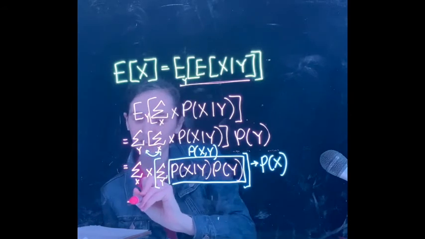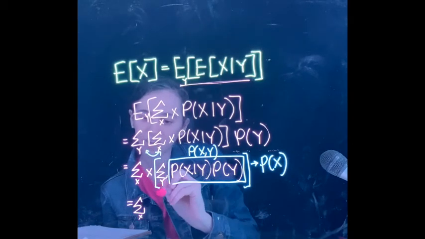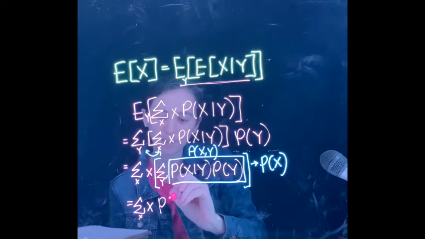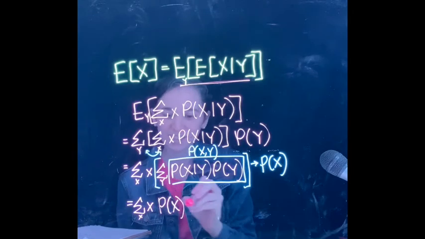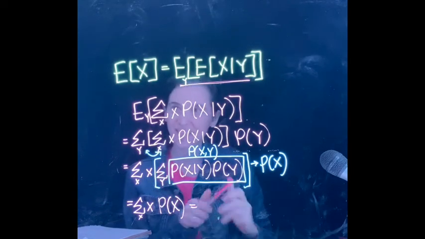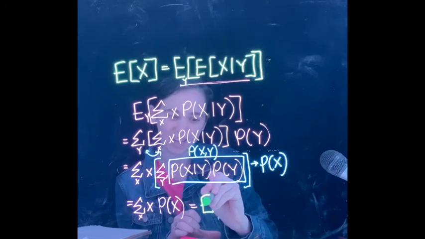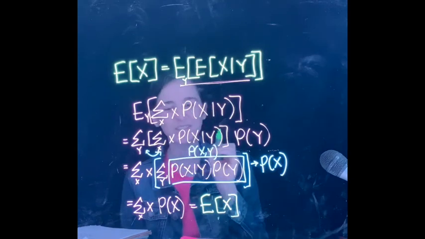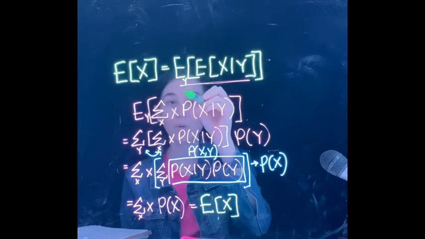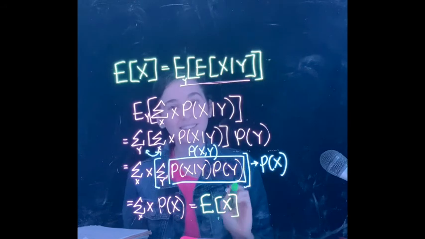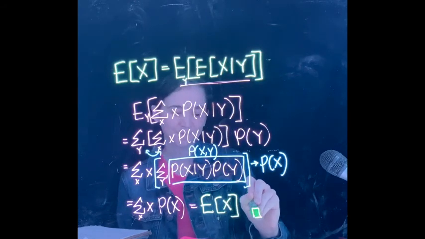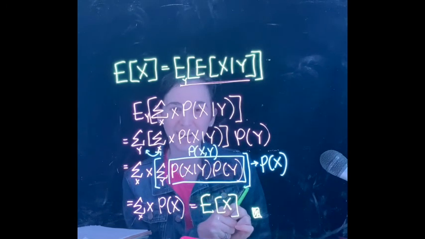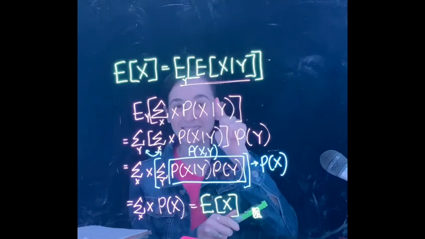So we've got the sum over x of x, and we've just replaced this whole part here by the probability of x. And what does this look like? This is right back where we started, the expectation of x. So there you have it. The expectation of x is equal to the expectation over y of the expectation of x given y. This is a really useful proof. We're going to be using this fact when we're doing various other proofs throughout this class, so this is definitely one to remember.